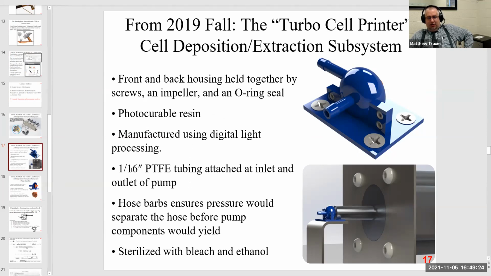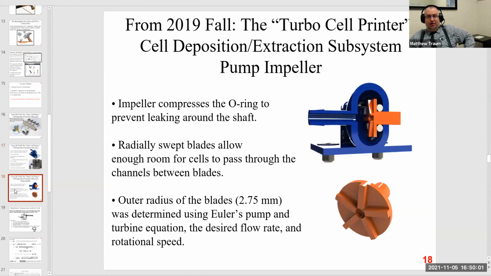It did need to have, as part of the customer needs, 1/16 inch PTFE tubing attachments both to the inlet and the outlet, so that it can attach to conventional tubing in the laboratory. So hence you see the barbs to accommodate 1/16 inch PTFE tubing. Hose barbs ensure that the pressure of the hoses would hold them in place so that the hoses wouldn't pop off as this thing was pressurizing up to the pressure needed to move the fluid through rapidly. And then the materials were chosen so that this little mini pump could be sterilized with bleach or with ethanol as per the customer need statement.